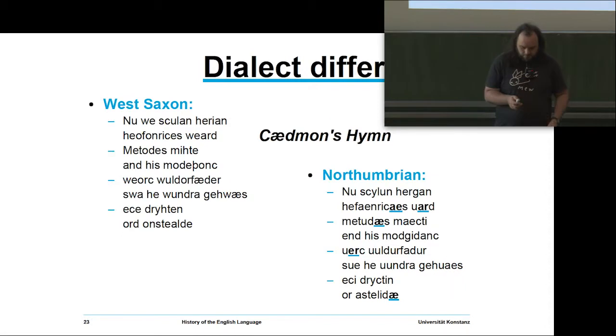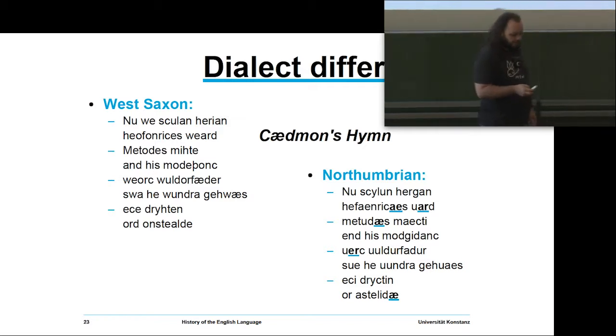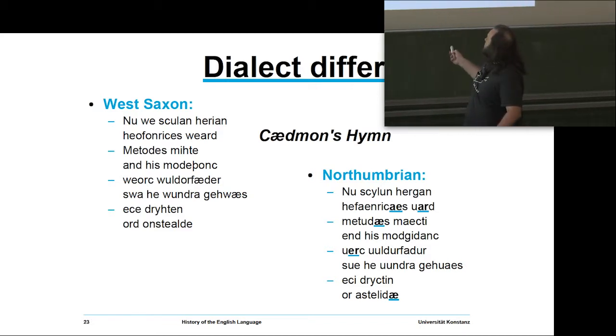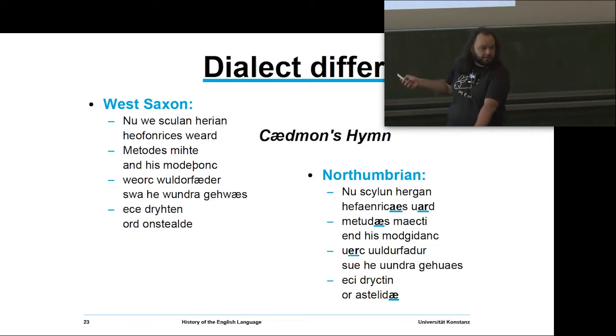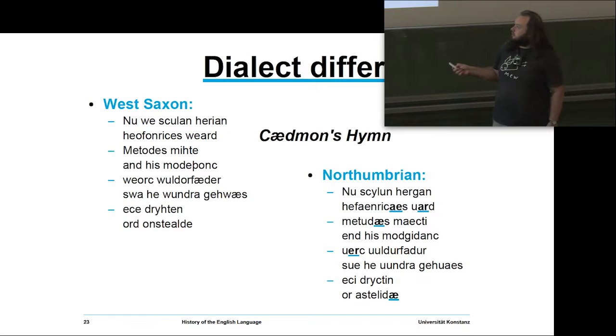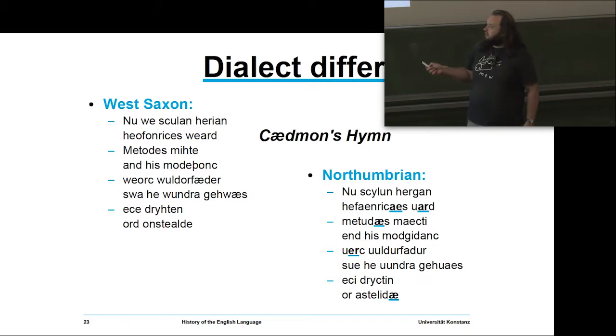To give you a very brief example of the kind of thing we see when we compare different texts, here we're lucky enough to have two different versions of the same text. This is the Northumbrian Caedmon's Hymn, and this is the West Saxon version of the same text. You'll note a few differences immediately. So this is the one we talked about earlier on, subject pronoun. The subject pronoun is there in the West Saxon, we. There's nothing there in the Northumbrian, nothing at all.